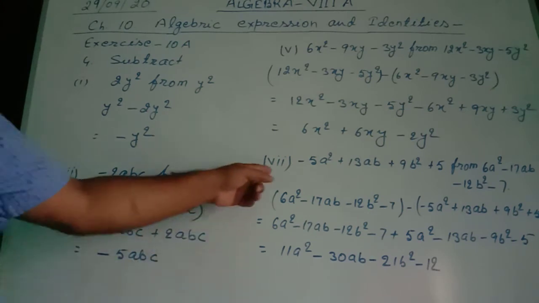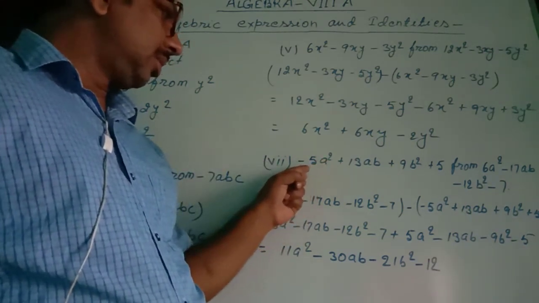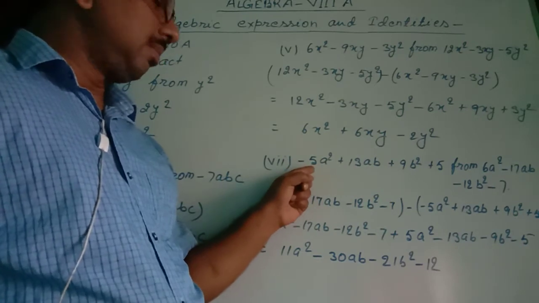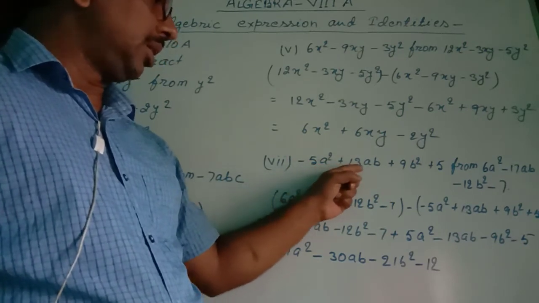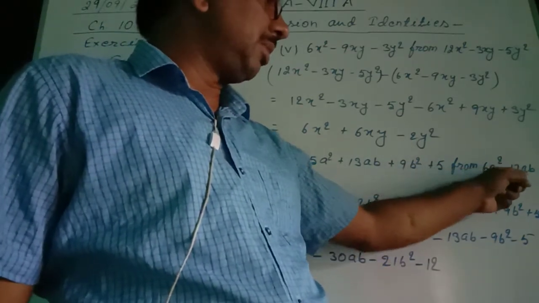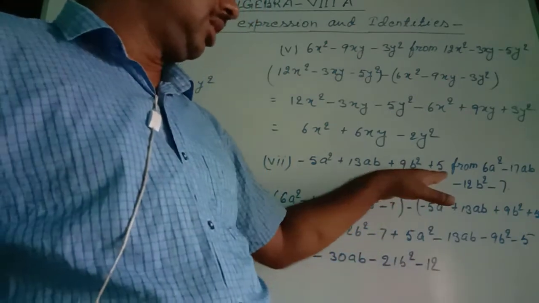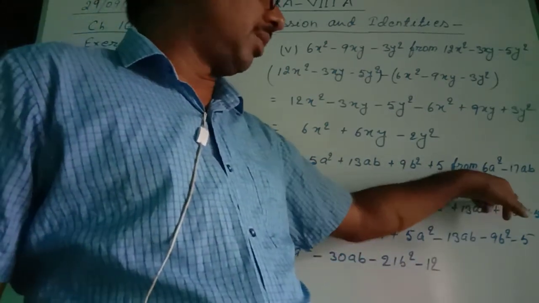Now, Roman number 7. There are two expressions. We are asked, minus 5a square plus 13ab plus 9b square plus 5 from 6a square minus 17ab minus 12b square minus 7. Means subtract this from this.